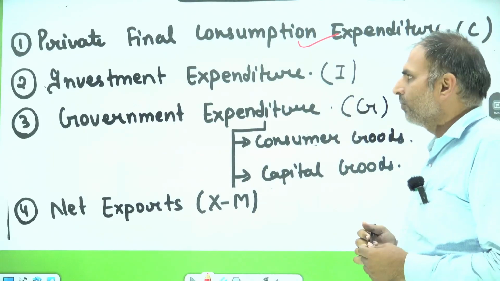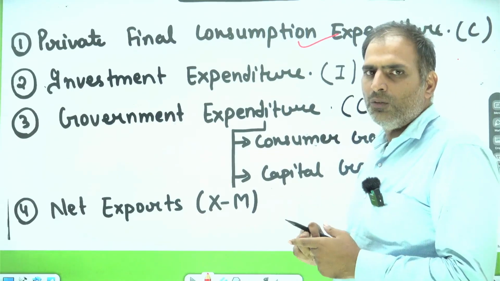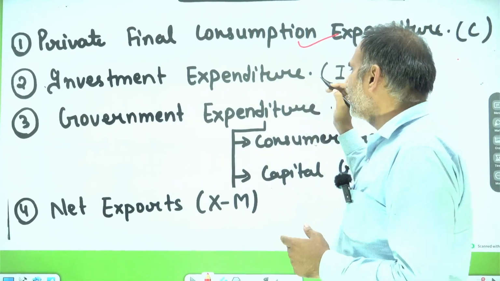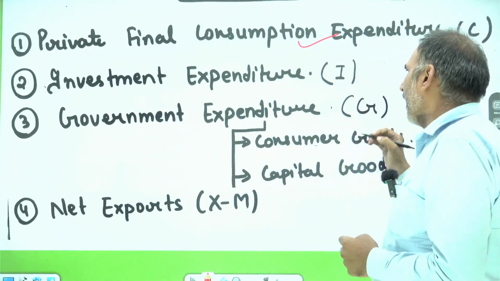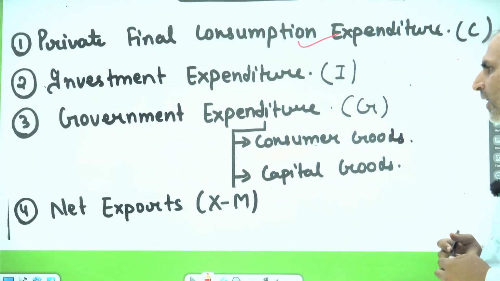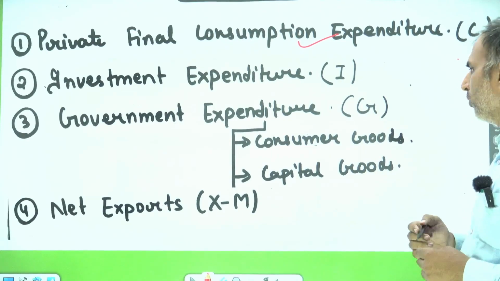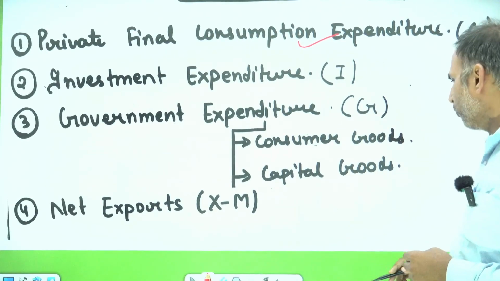Investment expenditure. Investment expenditure is the expenditure which the producer wants to invest in an economy. Government expenditure: the government always has some expenditures that go through consumer goods and capital goods. What are consumer goods?